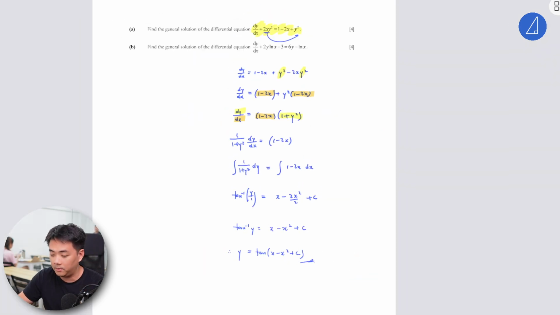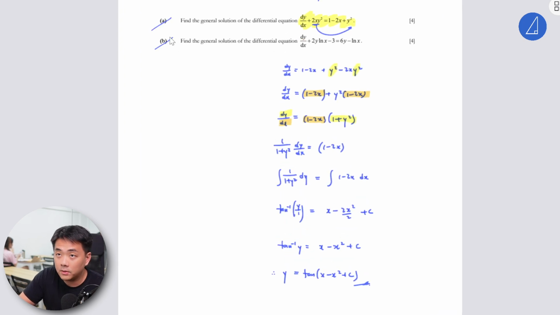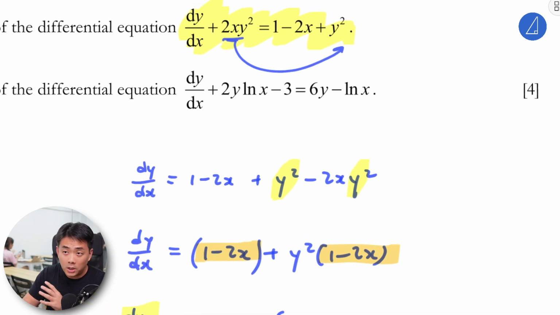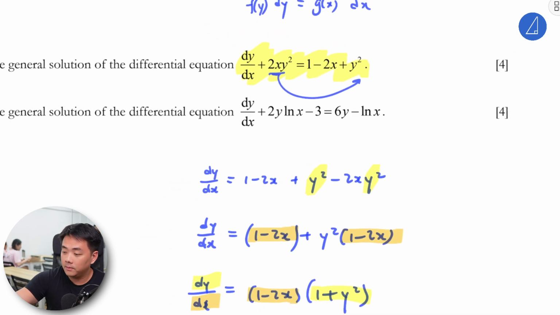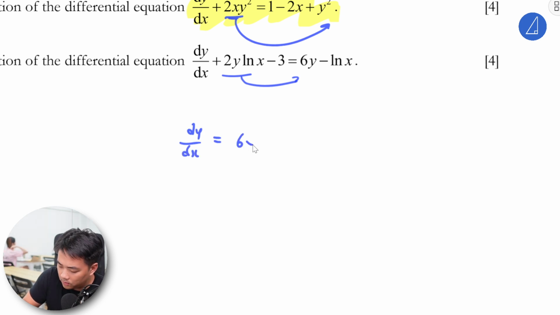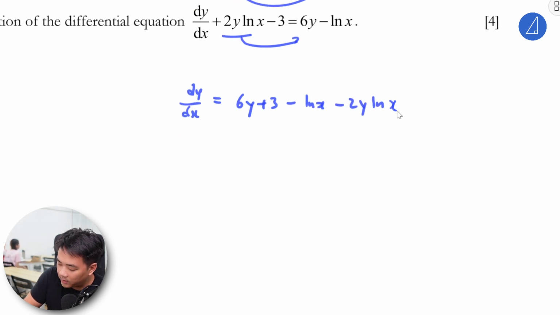Okay, that's it. Then the next part is part B. Let's look at part B. So part B, same thing, in H2 Math syllabus, if it's not given the substitution, it's definitely method of separables. So separable variable, so you just separate them one side into the other. Then you try to see if you can integrate it. So from here, same thing, we move the y to the other side. So dy dx is 6y plus 3 minus ln x minus 2y ln x. I'm going to factorize the ln x out.